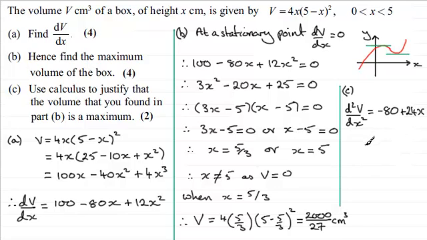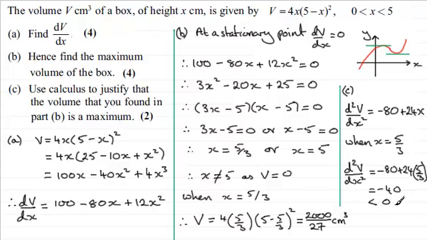Now we just need to substitute when x equals 5/3, and if we do that, we end up with d2v by dx squared equaling minus 80, plus 24 multiplied by 5/3. Hope you can see that, it's a bit squashed there. If you work that out, you end up with minus 40, a negative number, its value is less than 0. So therefore this is a maximum. We've been able to use calculus to show that this was a maximum.